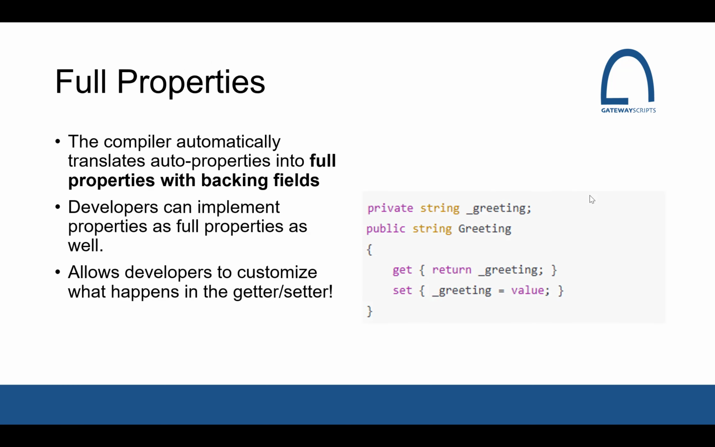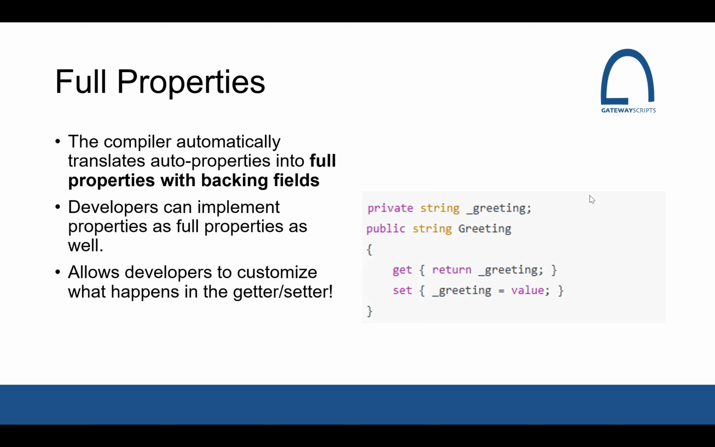Well, let's take a look at what full properties look like. When we're looking at full properties, you might see something that looks like the code snippet on the right. As a matter of fact, when you create auto-implemented properties like in the prior slide, the compiler is going to create these full properties automatically with these backing fields. You can see the private string backing field at the very top, but developers can implement these full properties themselves in order to leverage what happens in a get accessor or a set accessor.